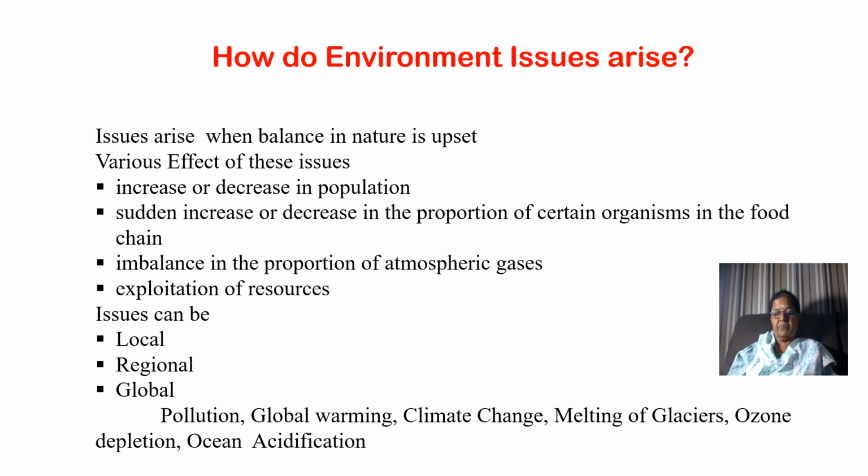And sometimes the effect may include an imbalance in the proportion of the atmospheric gases because of the various activities of human beings. Certain gases are released into the atmosphere due to extensive use of chemicals and also from the factory or by cutting down the trees. So all these lead to a certain amount of imbalance in the proportion of the gases present in the atmosphere. And also, the resources are exploited, so scarcity will arise: scarcity of water, scarcity of fuel. So all these are some of the effects of these environmental issues.